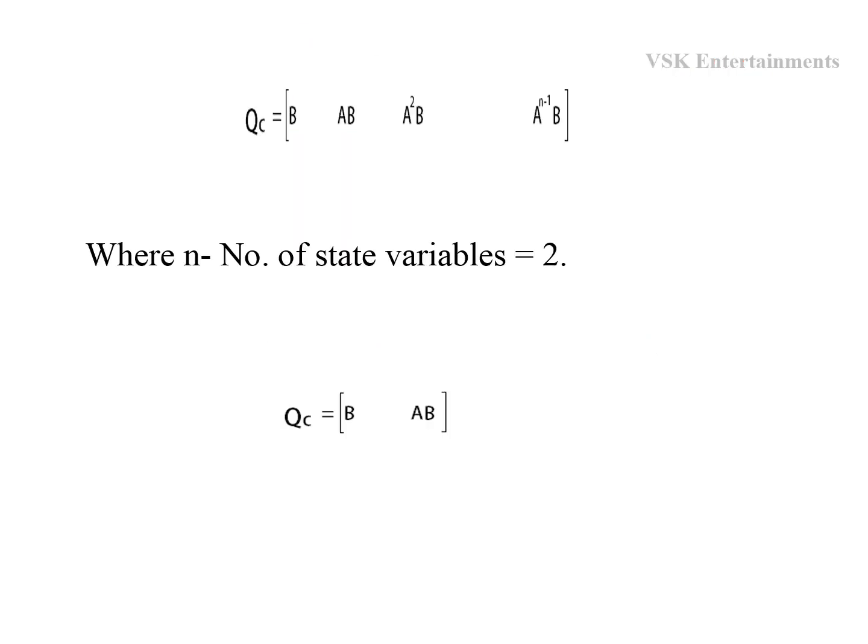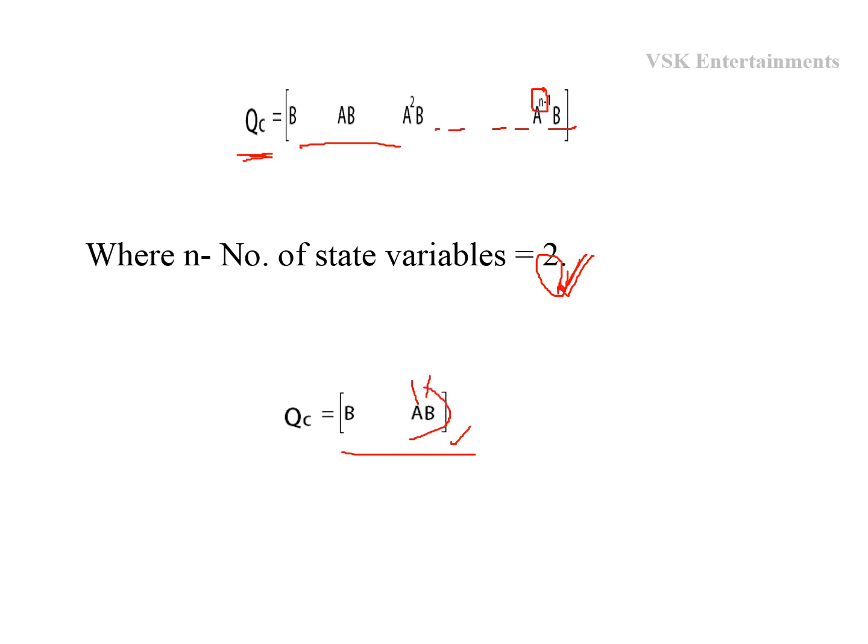We already know the formula for the controllability test matrix QC, that is matrix [B, AB, A square B, and so on up to A power n minus 1 into B]. Here n represents the number of state variables. Depending upon the given data, the number of state variables is 2, because it is a second order system. Substitute this n value, so the controllability test matrix QC is modified as QC is equal to matrix [B AB]. We already know the data for matrix A and matrix B.